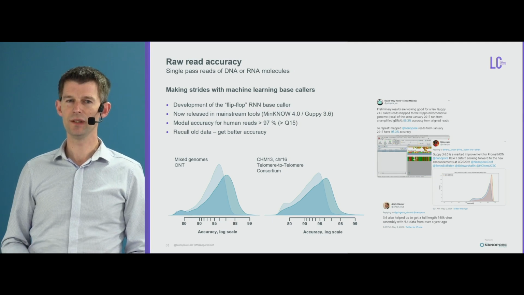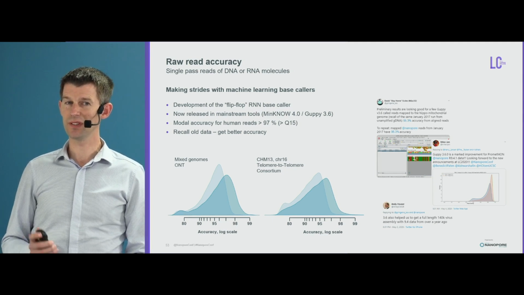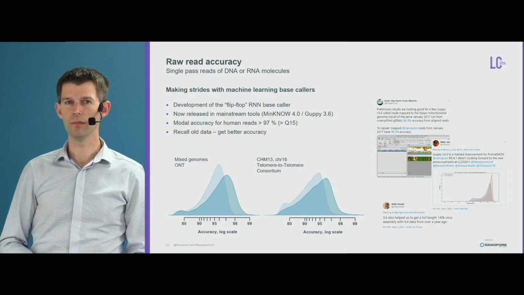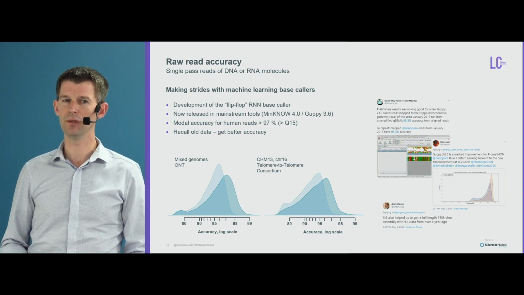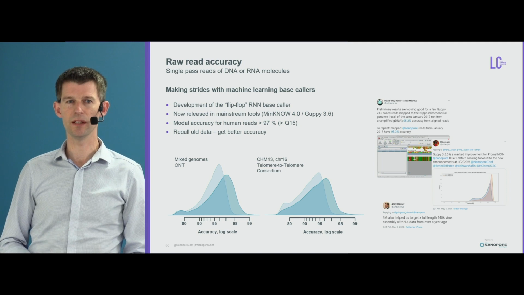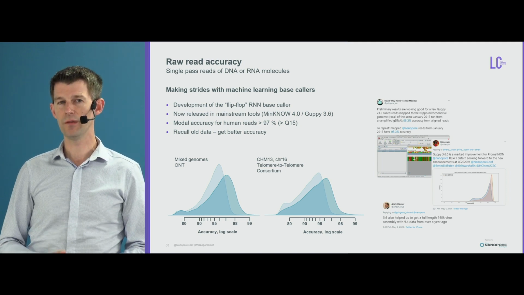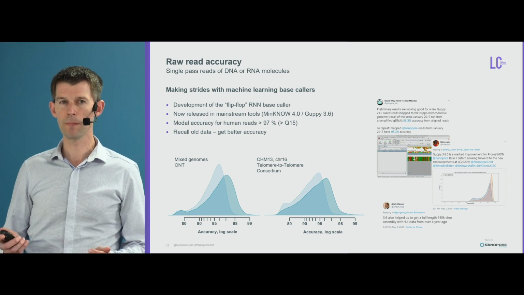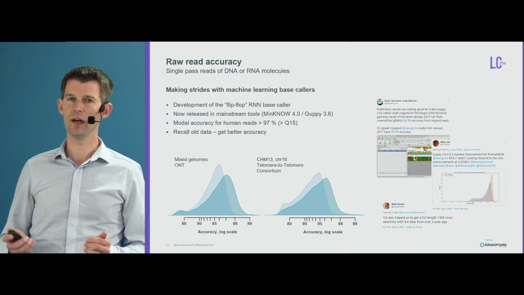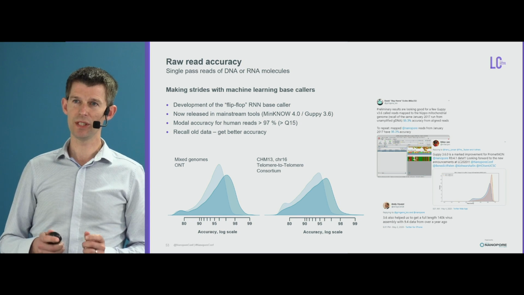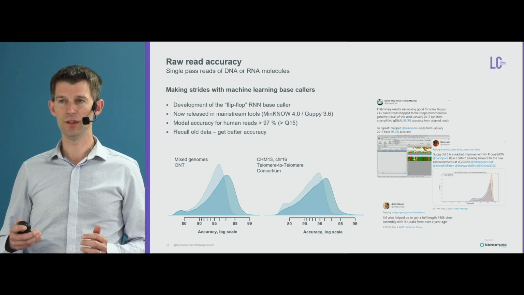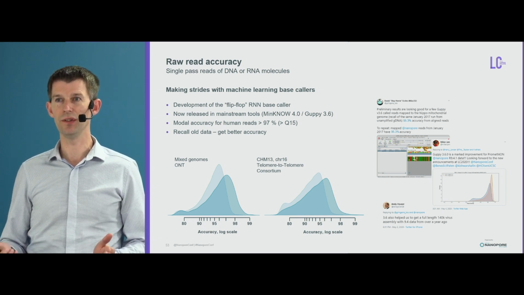So raw read accuracy, and James mentioned we're now at greater than 97% modal raw read accuracy, which is greater than Q15 on this log scale. And that's come from a development of our flip-flop neural network base caller. So we're talking about raw read accuracy here. So you have one signal, one piece of DNA going through a nanopore, and you base call that, and this is the accuracy that you get from that.